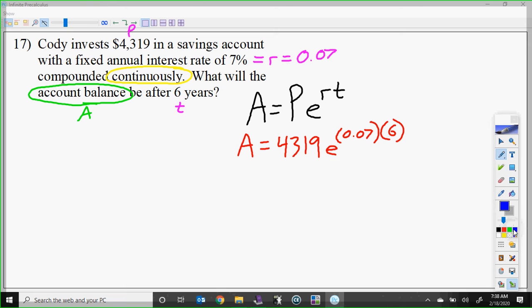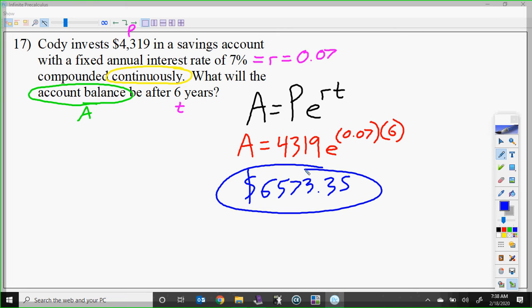And we're going to round to the nearest cent. I'll say 6573.35. So that means if he invests this much money, then after 6 years, he gets this amount out.